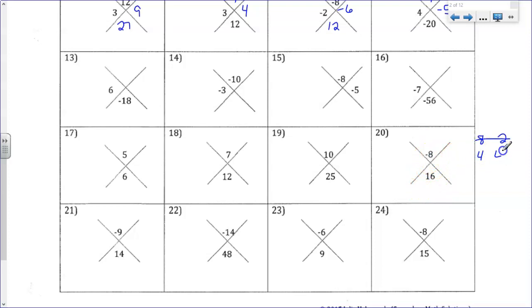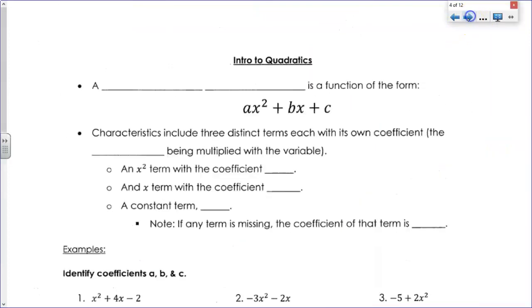Well, 4 and 4 are factors. 4 times 4 is 16. 4 plus 4 is 8. But 4 plus 4 is not negative 8, so they both need to be negative, and that still gives me the positive 16. All right, so I'm giving you some here to practice. I do have the answer key if you want to check it. Practice this. This will just help you with your mental math.